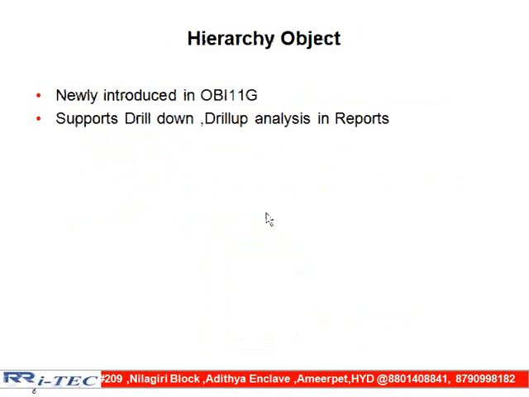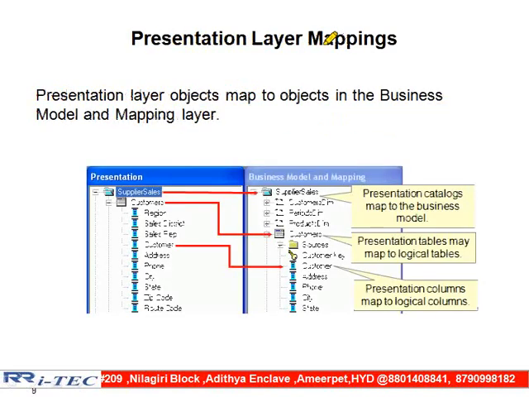Next, hierarchy object. Hierarchy object is newly introduced in OBIEE 11g. It supports drill down and drill up analysis in reports. So down the line you will come to understand what we mean by drill down and drill up, all these things. Even I will talk more about this hierarchy object down the line. Let us move on to the next one.